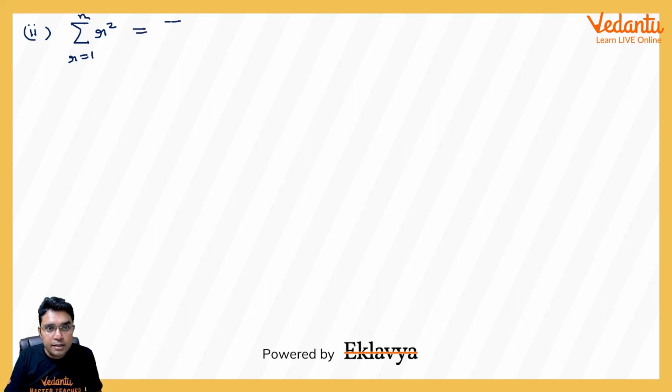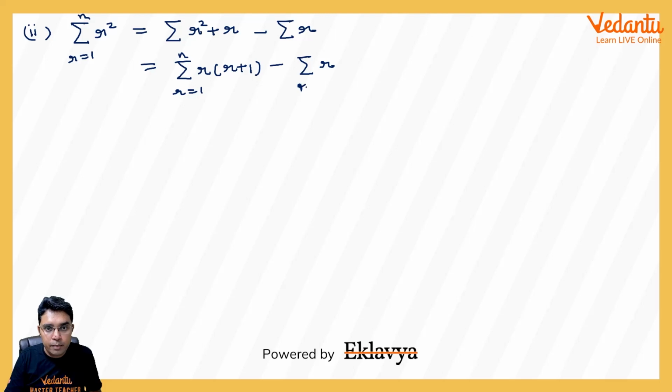Can I write this as, tell me all of you, r square plus r minus sigma r? I think we can write it like this. So this will become sigma r into r plus 1, where r is equal to 1 to n, and here also r is equal to 1 to n. So if you remember what I said 2 slides back, we can write this directly, isn't it? It will be 1 by 3 into n into n plus 1 into n plus 2, and minus n into n plus 1 by 2.